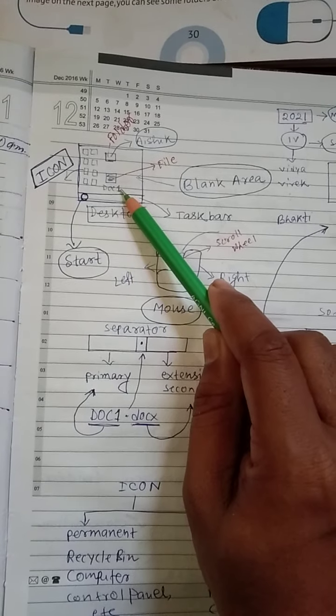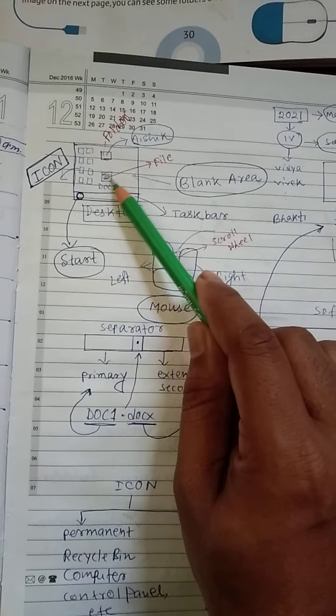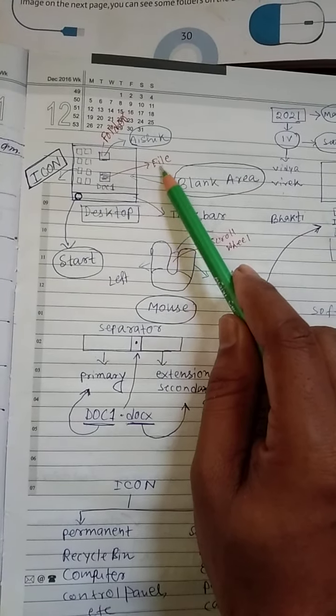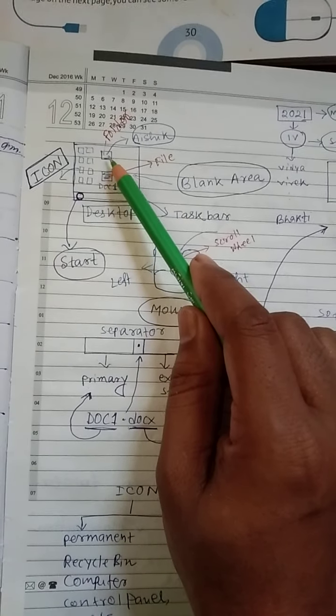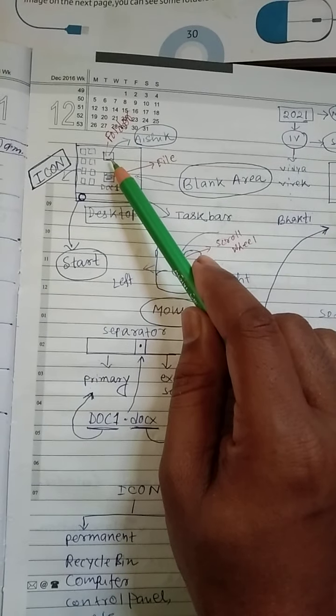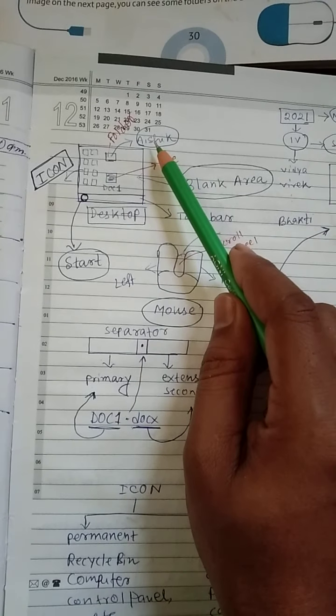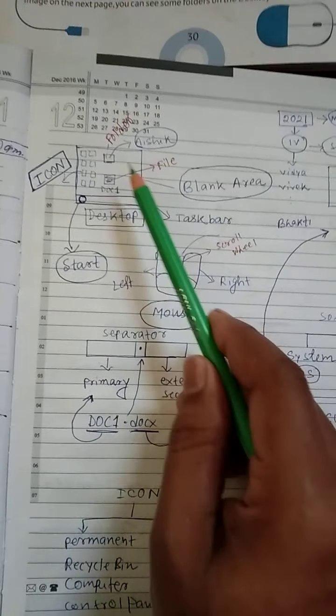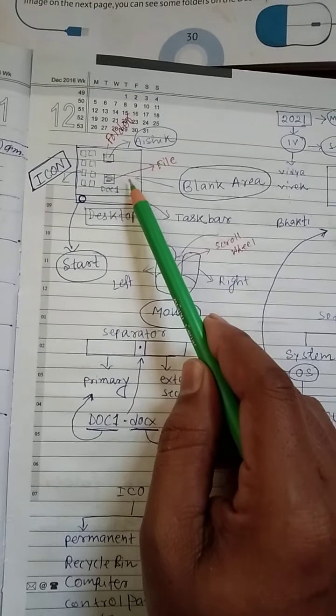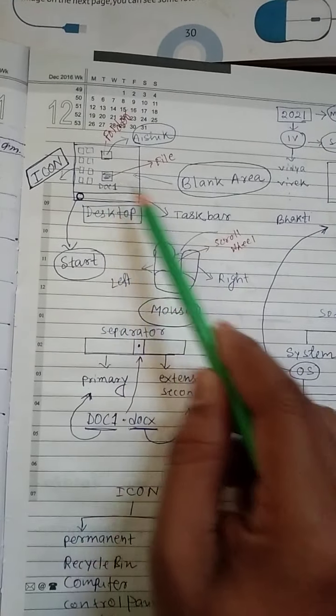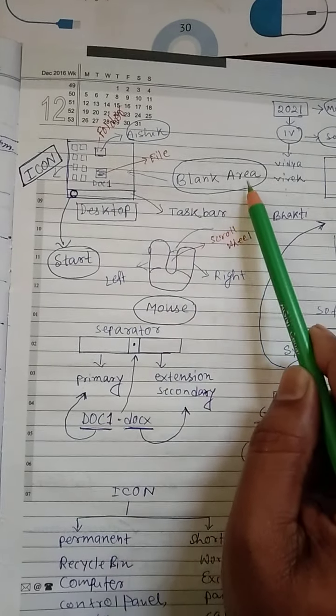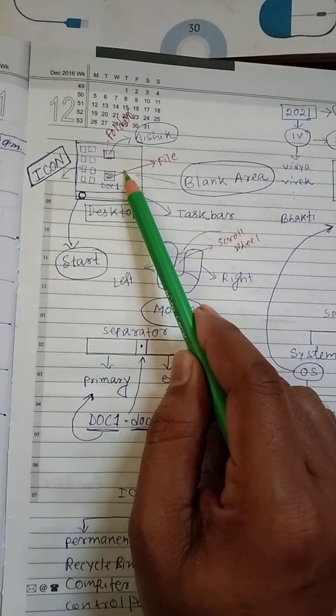Now doc1 shows a file. Here I draw the name of the folder. The name of the folder is OISIC. Here is some vacant space. In terms of the computer desktop, it is the blank area of the desktop.